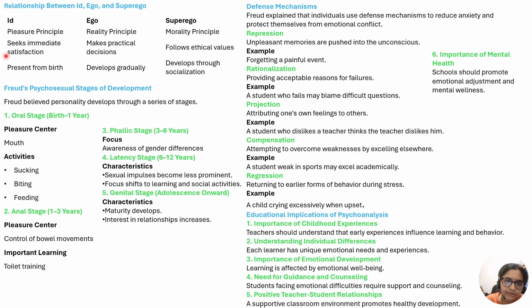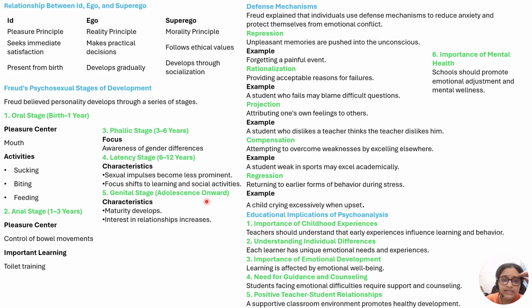So this is the relationship between ID, ego, and superego. Then Freud's psychosexual stages of development. First, the oral stage, birth to 1 year. He will use his mouth to explore a variety of things, like sucking, biting, feeding. The second stage is the anal stage, 1 to 3 years. This is the pleasure center. He will learn to control bowel movements. An important phase of this stage is toilet training. Then the phallic stage, 3 to 6 years, where he will learn to identify male and female.